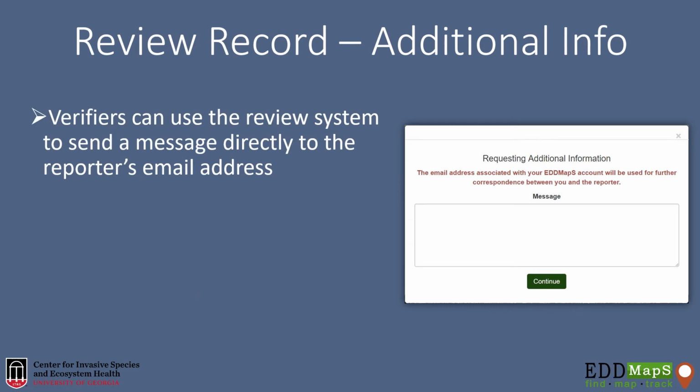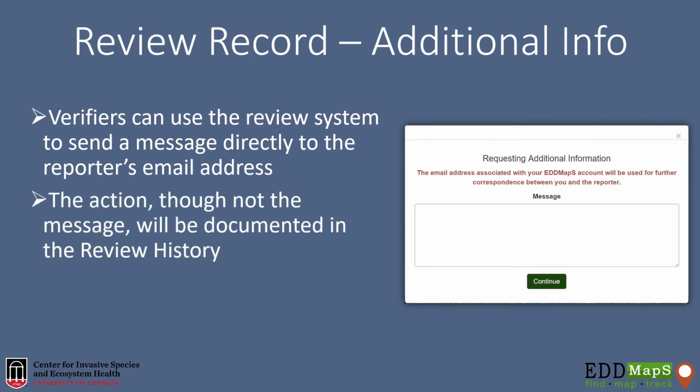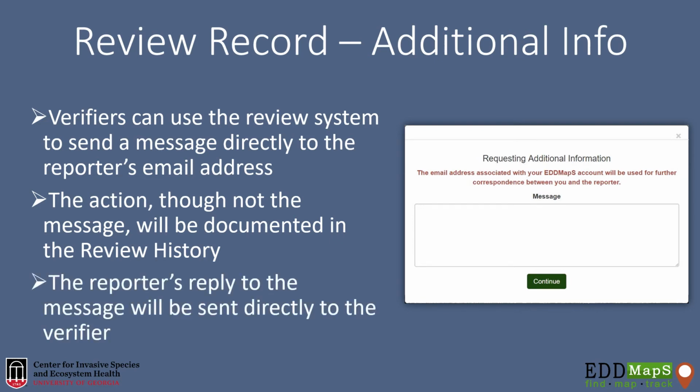By selecting Request Additional Information, you can send a message to the reporter's email through the Review Records system asking questions relevant to the record. The message will not be recorded in the record history, but the act of requesting information will be. If the reporter replies to the email, it will be sent to your email address.